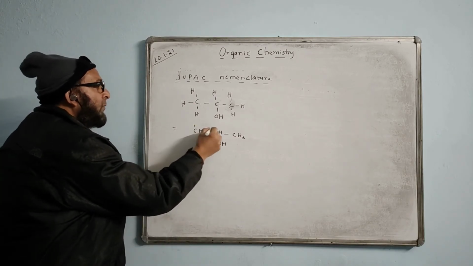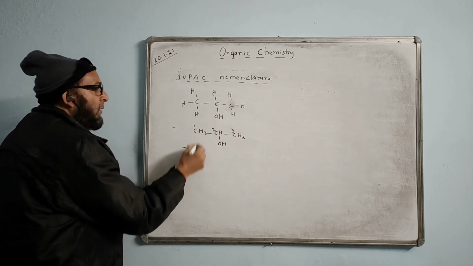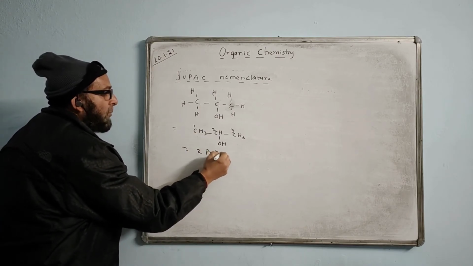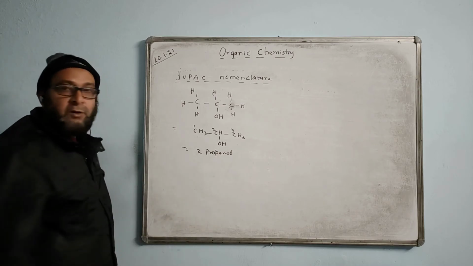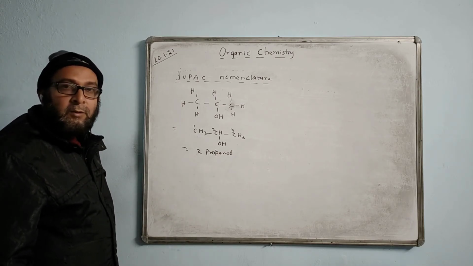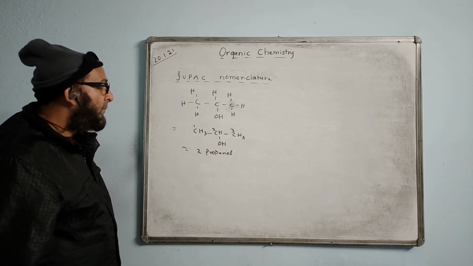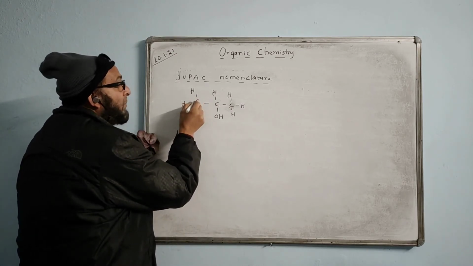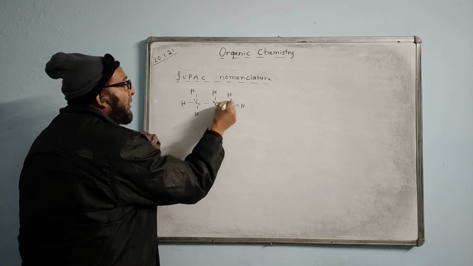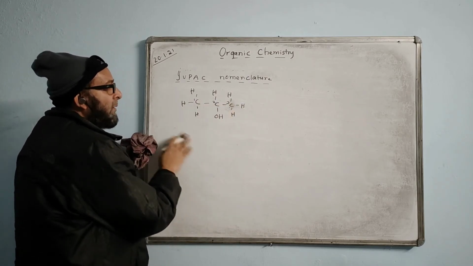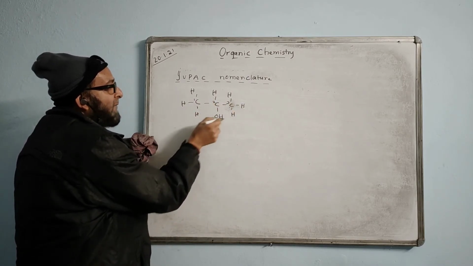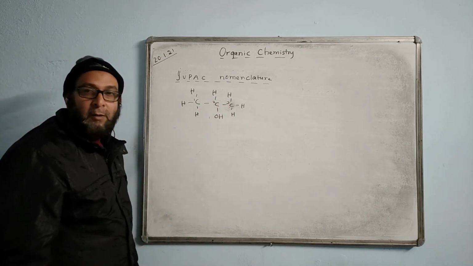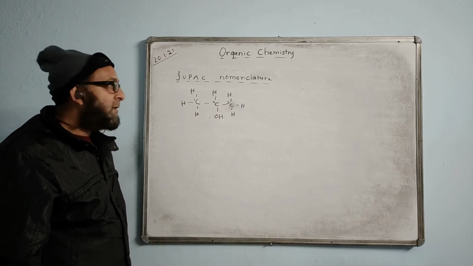Now you are giving the number here: 1, 2, 3. 2 propanol. You call it 2 propanol. Finished. Do you understand? And if you are comfortable, you can do it here only. Give the number only of carbon here: 1, 2, 3. So 2 is having ol, and the last number is 3. That is 2 propanol. That you can also say.